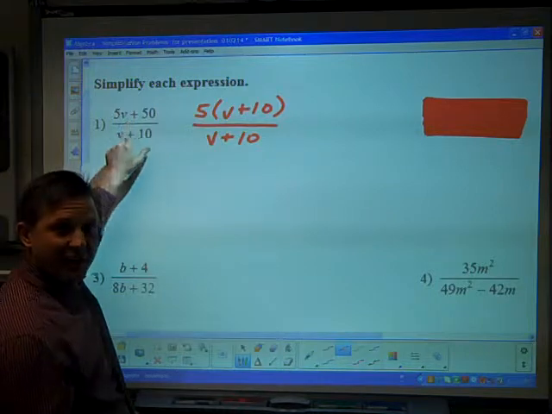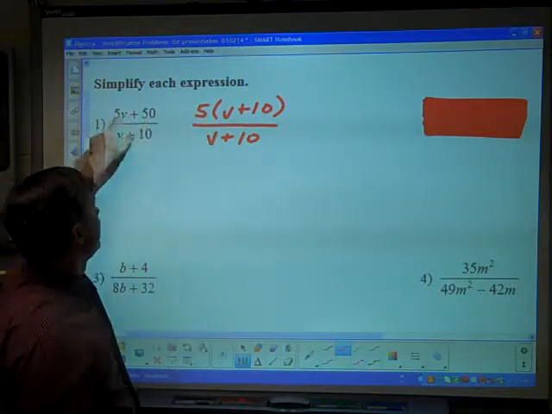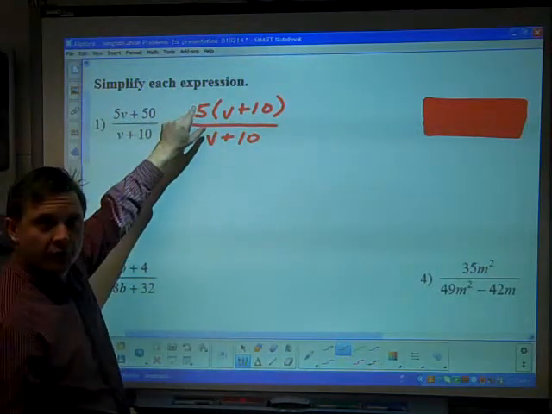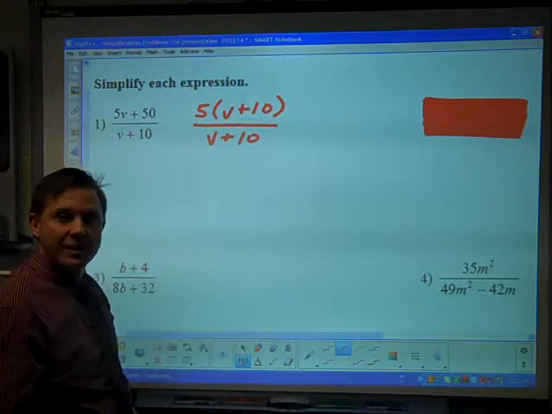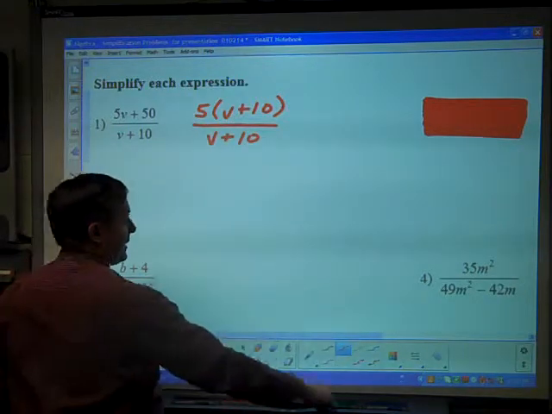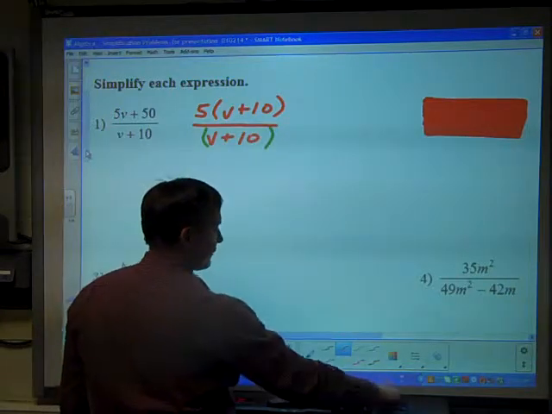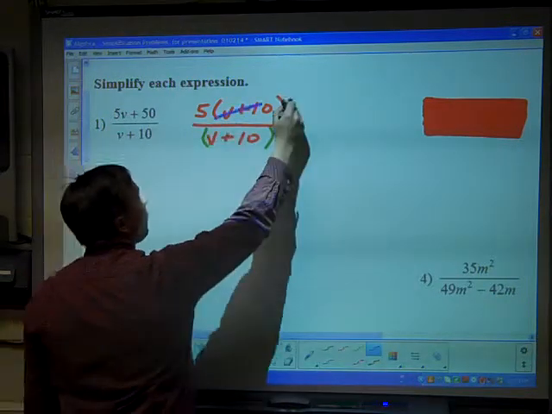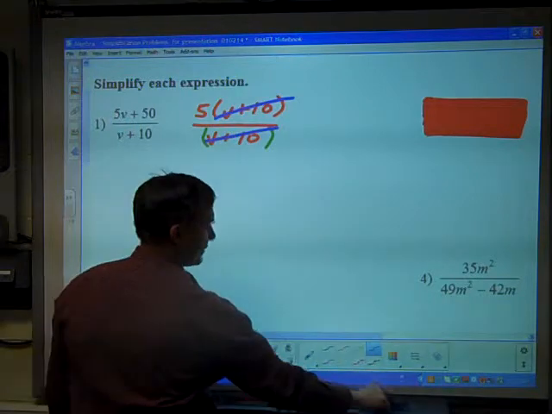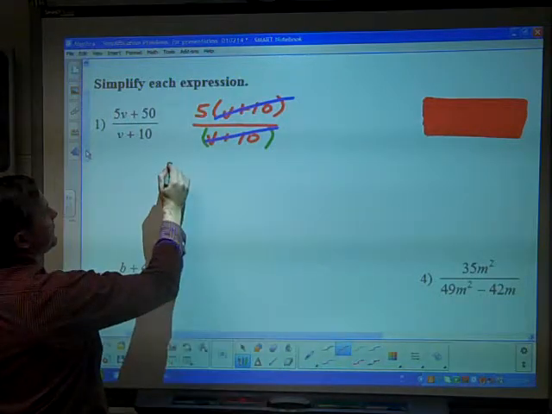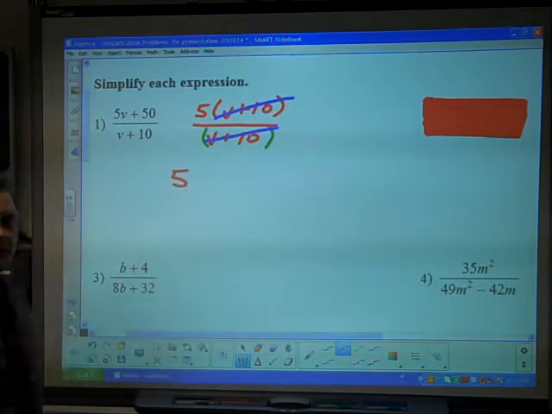The denominator is obviously the same, but look at the numerator. Is 5v plus 50 equivalent to 5 times v plus 10? The answer is yes. And again, v plus 10 is one thing. Are they exactly the same? Yes, so the whole thing cancels because they're going to be the same. And I get the value of 5.